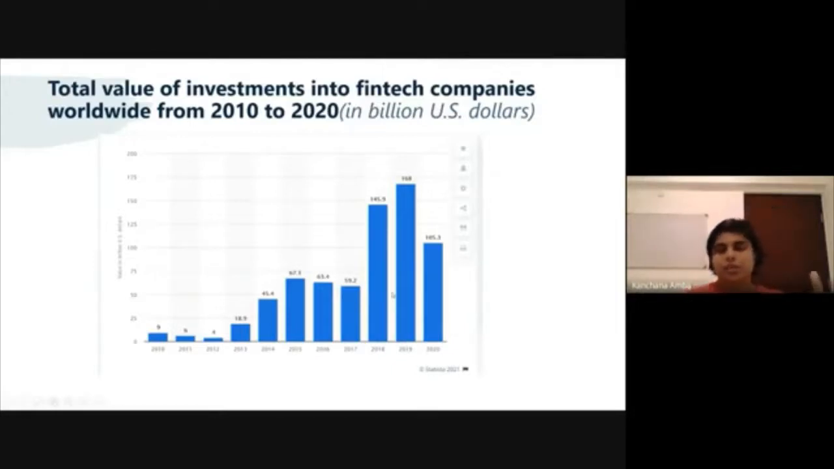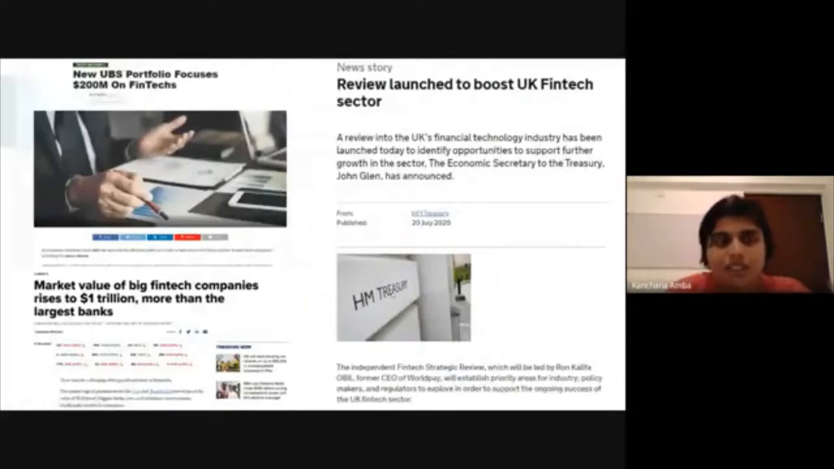So let's just take a look at what all those numbers mean in real terms, right? So UBS is an investment bank, I think in Switzerland, and focuses on 200 million US on fintechs, right? So this is banks investing in fintechs. Now this is an important relationship for us in this course, because what is the relationship between banks and fintechs?